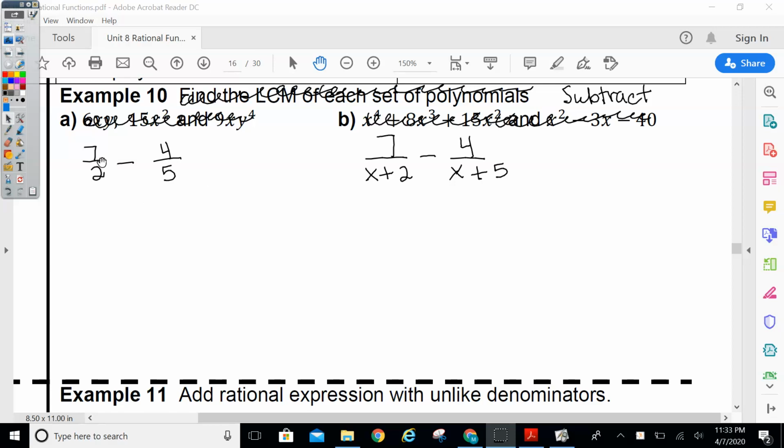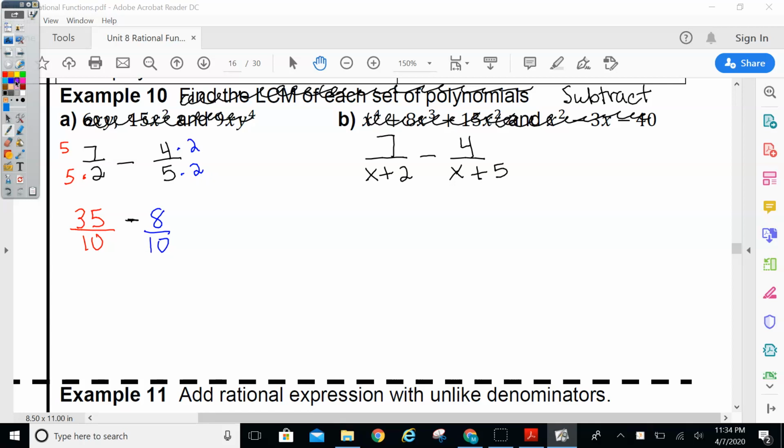So for the 2 and the 5, since they have no multiples in common, you basically just multiply by the other one. So here, to make them the same, you multiply this one by 5. Whatever you do to the bottom, you do to the top. So 35 over 10. And then this one you multiply by 2 to get 8 over 10. That will always work. Multiplying by the opposite denominator might not be the least one, but it's a common one.